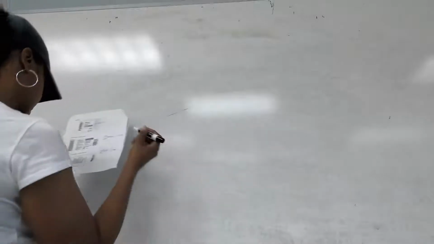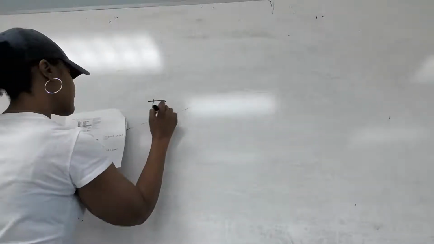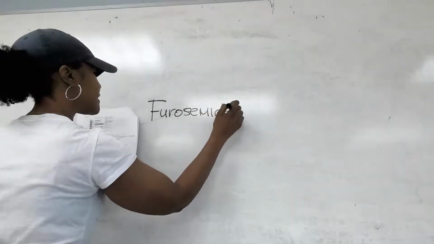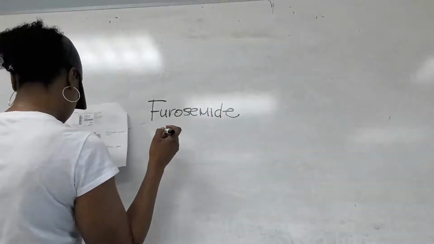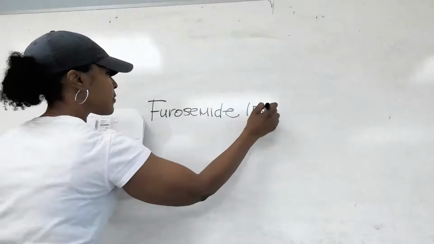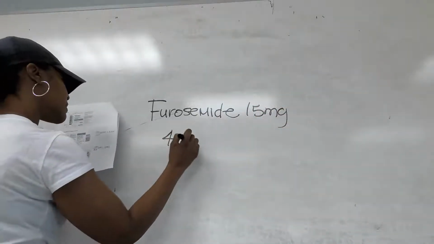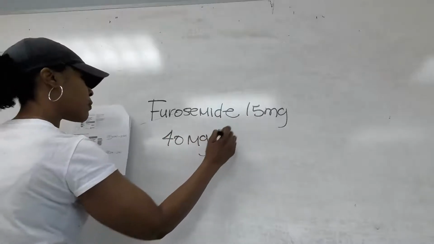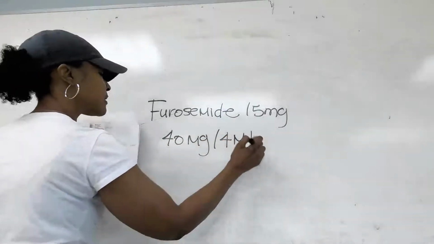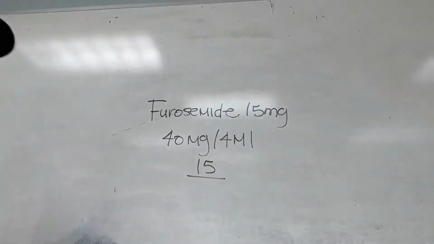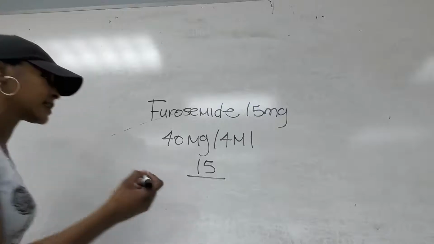Moving on to number 23. Furosemide is the order. Furosemide is Lasix, a loop diuretic, 15 milligrams. The label says 40 milligrams per 4 milliliters. The setup is simple. I noticed that students miss the simplest problems because they don't read them.